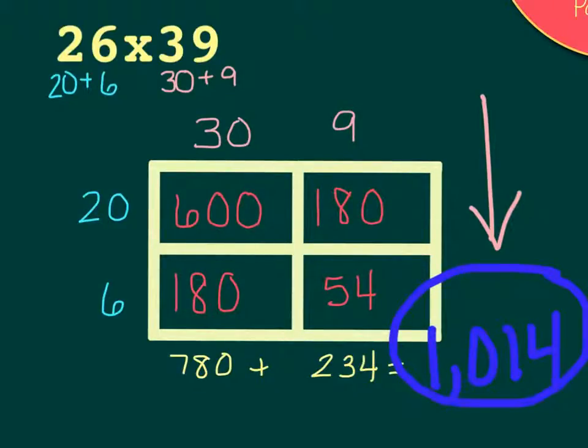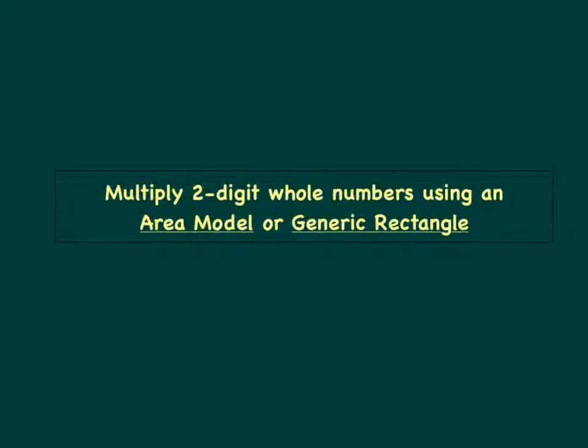Did you get the correct answer of 1014? Hopefully you did. If you didn't, that's okay. Just watch the video again and try a few problems on your own. In this video, you have learned how to multiply two-digit whole numbers using an area model or generic rectangle.